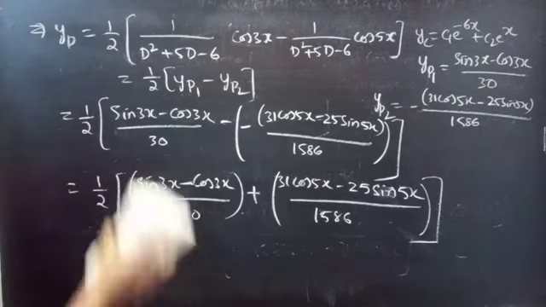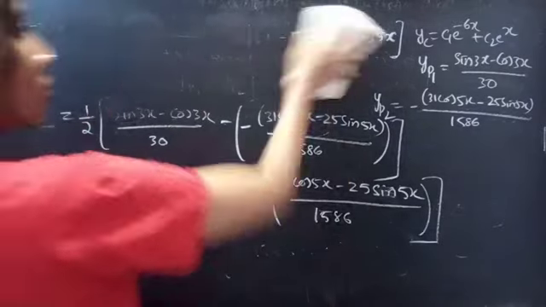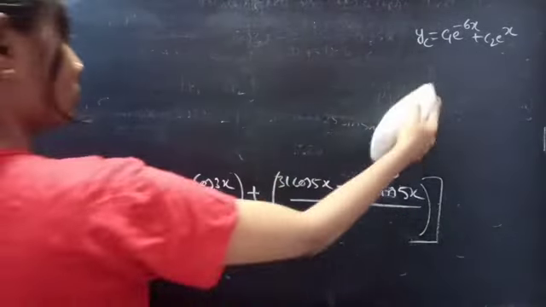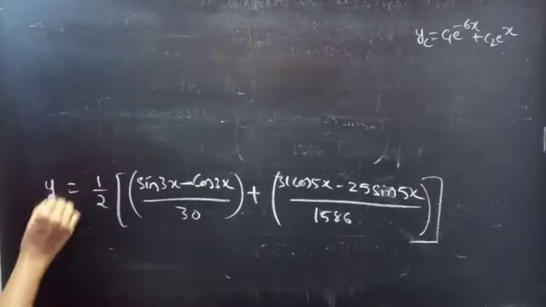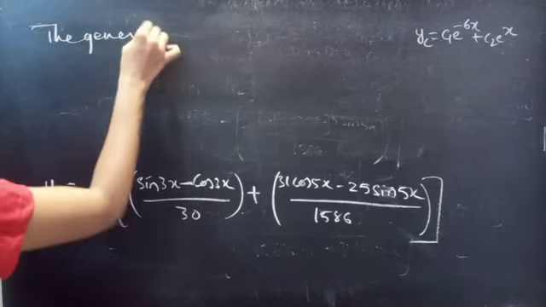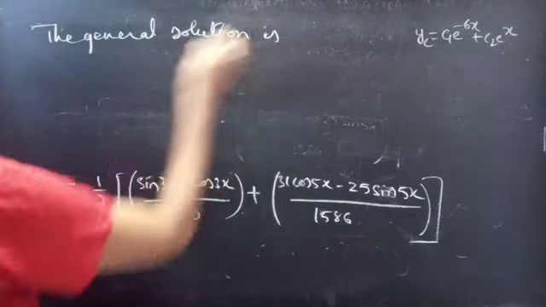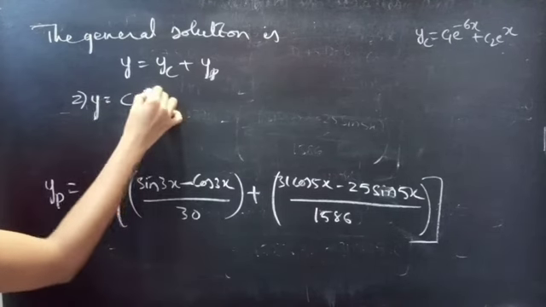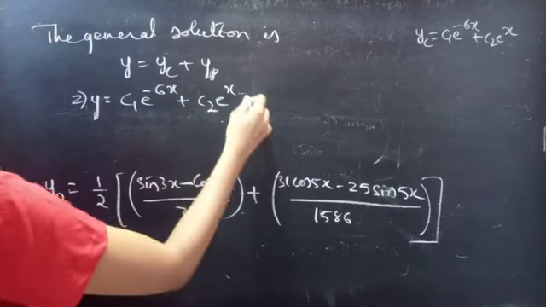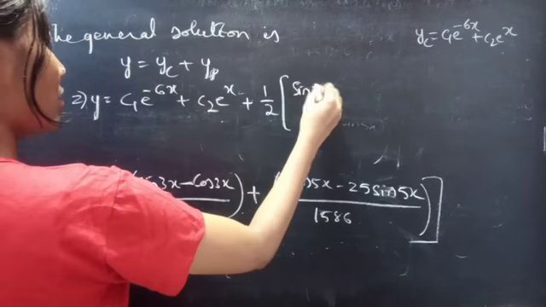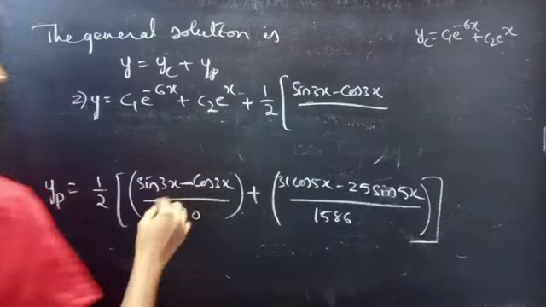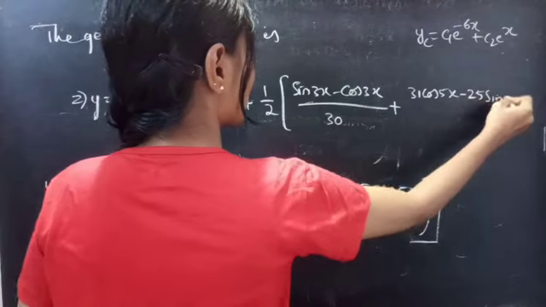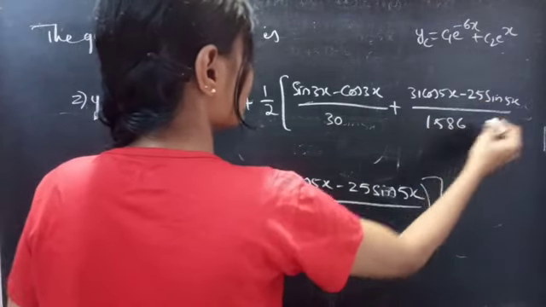Right? Now, we got yp. So now we can write the general solution. The general solution is given by y equals yc plus yp. Then we'll get y equals yc, c1 e power minus 6x plus c2 e power x, plus 1 by 2 into sin 3x minus cos 3x by 30 plus 31 cos 5x minus 25 sin 5x by 1586.